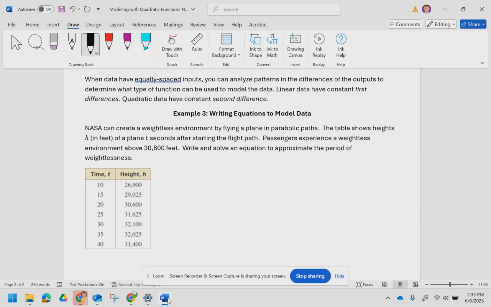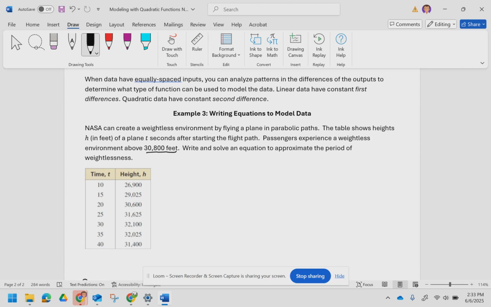Example 3: NASA can create a weightless environment by flying a plane in parabolic paths. The table shows the height h in feet of a plane t seconds after starting the flight path. Passengers experience weightlessness, a weightless environment, above 30,800 feet. Write and solve an equation to approximate the period of weightlessness.